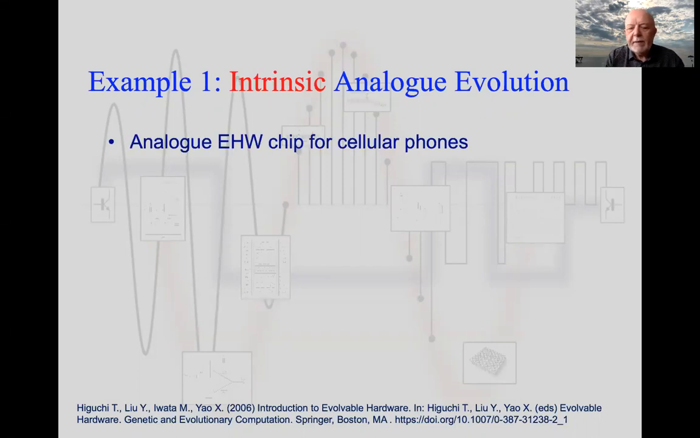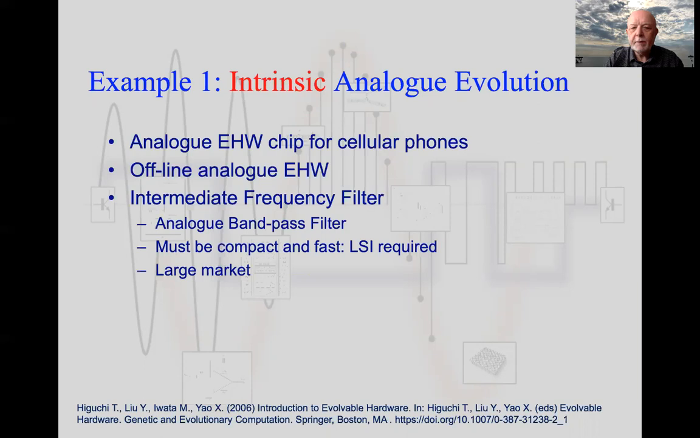This is a team based in Japan, and they were looking at the problem of filters in cellular phones. They wondered whether they could produce an analog evolvable hardware chip to solve a particular problem that a company producing mobile phones was having. They wanted to do offline analog evolvable hardware, but it was actually on chip, on the device.